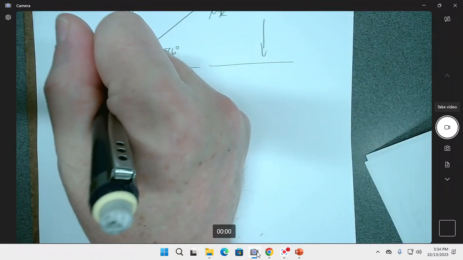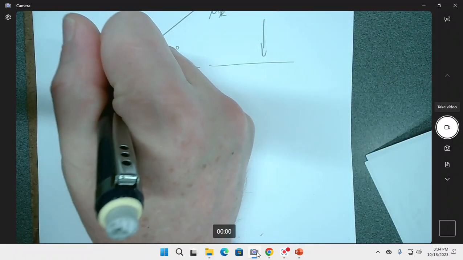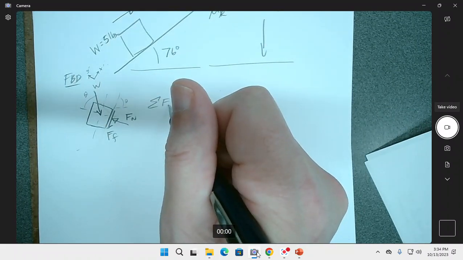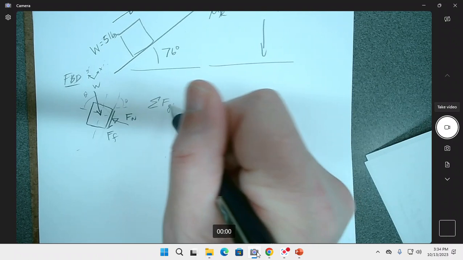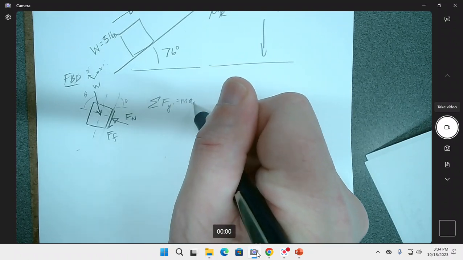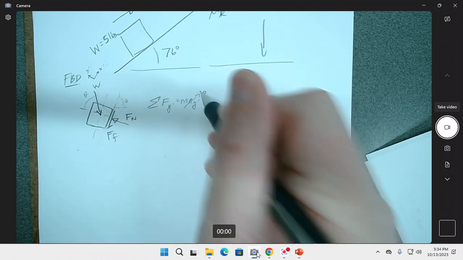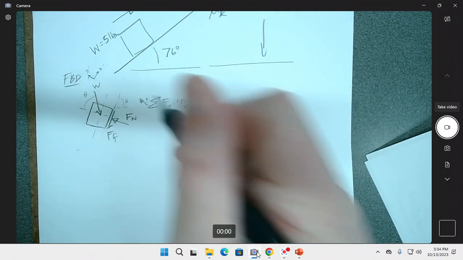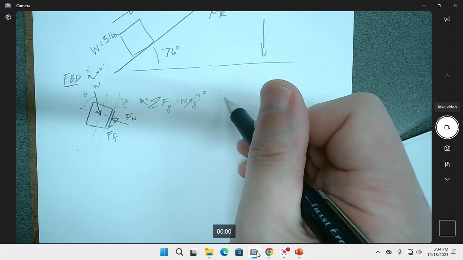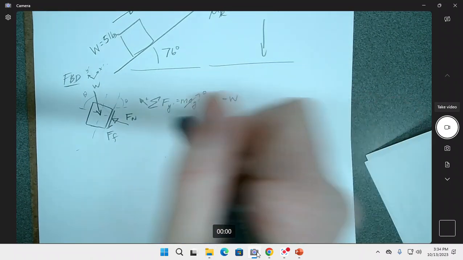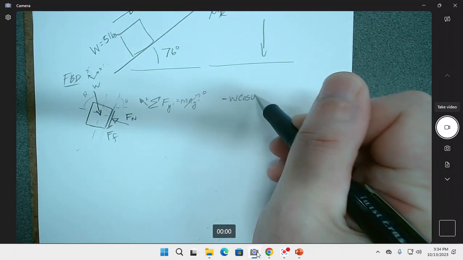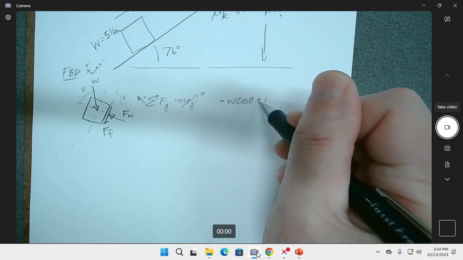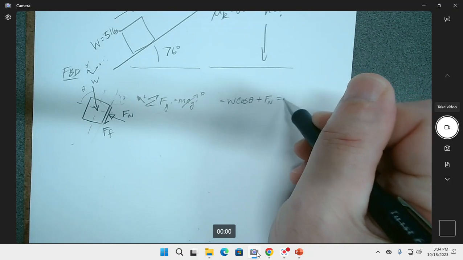Draw a correct free-body diagram. Here's our x prime and y prime. So the sum of the forces in the y prime direction equals mass times acceleration in the y prime direction, which we know is 0. So we'll say that the negative weight times the cosine of beta plus Fn is equal to 0.